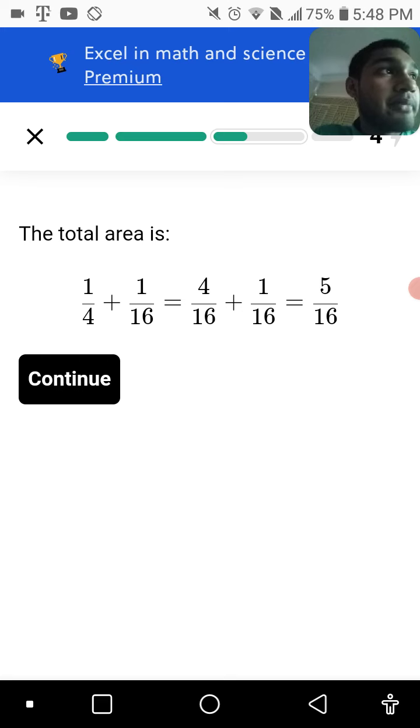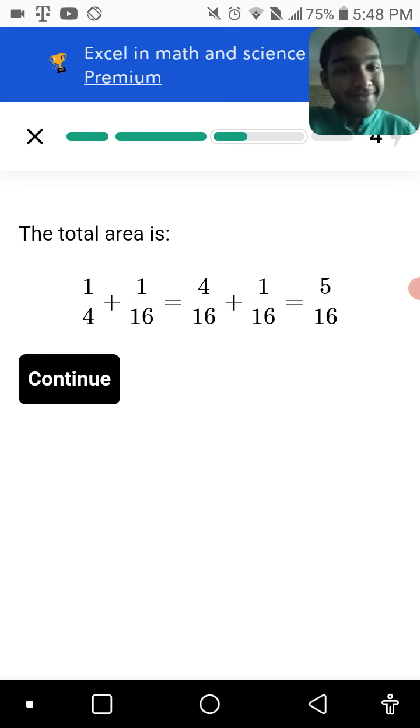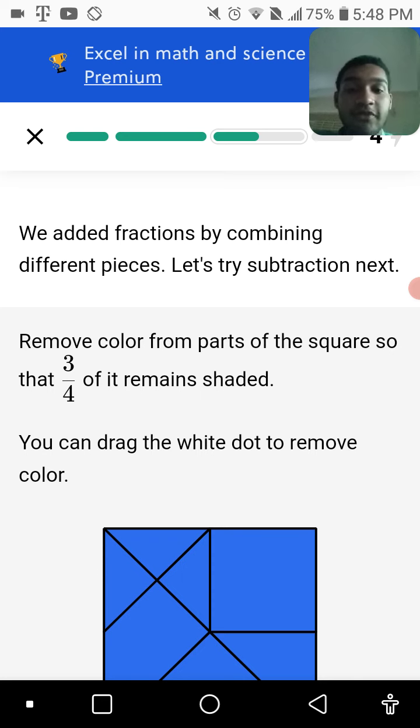In Bangla, if I translate that into English, it will be like divisible numbers or something like that, because all the numbers are divided in a divisible manner. Okay, after that we added fractions by combining different pieces.